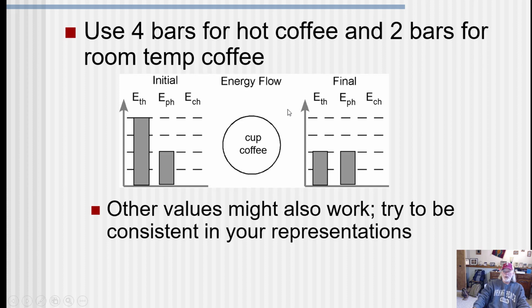Arbitrarily, we're going to use 4 bars for hot coffee and 2 bars for room temperature. Could you use 3 and 1? Yeah. But really, make sure when you do these things, you're consistent with whatever values you use. So we're going to say our hot coffee has 4 bars, and our room temperature coffee has 2 bars. And again, we're talking about the system, the cup of coffee, here.